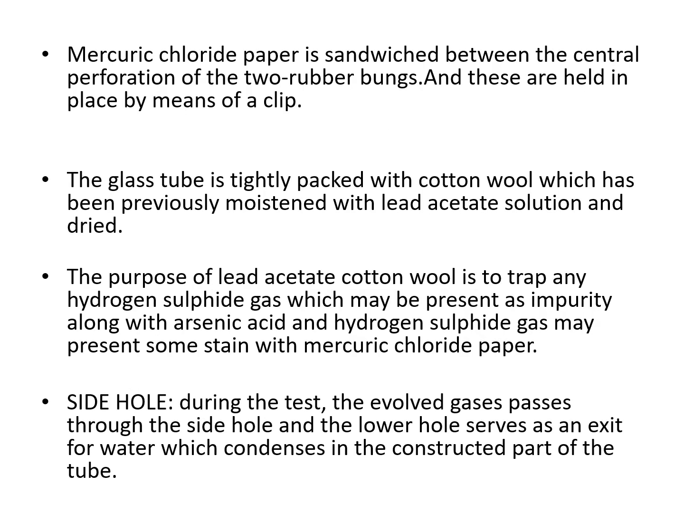Also, a cotton wool which is previously moistened with lead acetate is placed in the glass tube. The main purpose is the absorption or trapping of hydrogen sulfide gas, which may be present as an impurity. And there is a side hole. During the test, the evolved gases pass through the side hole, and the lower hole serves as an escape for water which is contained in the constricted part of the tube.